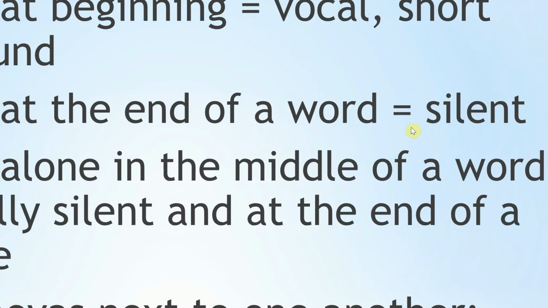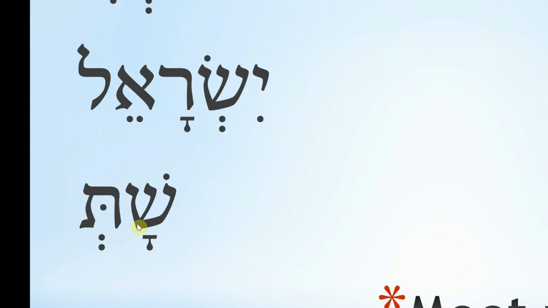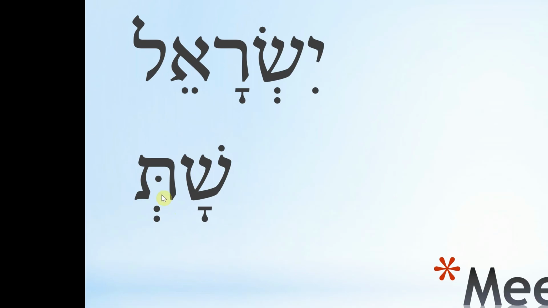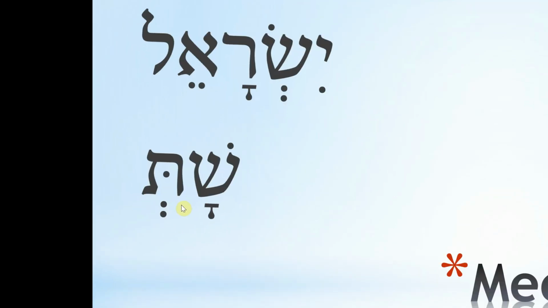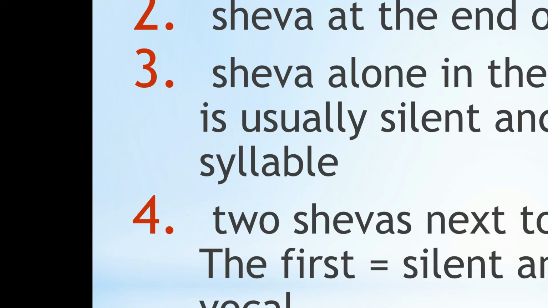Secondly, if the schwa is at the end of a word, it is silent. Shot, shot. Schwa at the end of the word, it is silent. That's rule number 2. Sorry. There we go. Rule number 3.